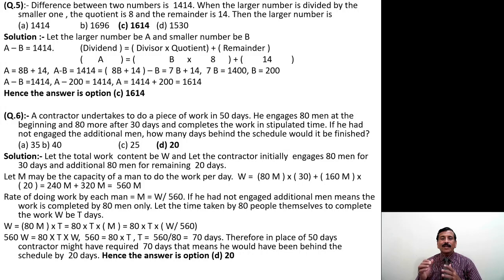Next, a contractor undertakes to do a piece of work in 50 days. He engages 80 men at the beginning and 80 more after 30 days. That means first 30 days he is having 80 people on the work, and next 20 days he is having 80 plus 80, 160 people. So we calculate the speed or rate of doing the work by one man. And the question is, if only 80 would have been continued all the days, how many days he would have required? We get the answer 70 days. So delay will be of 20 days is the answer.